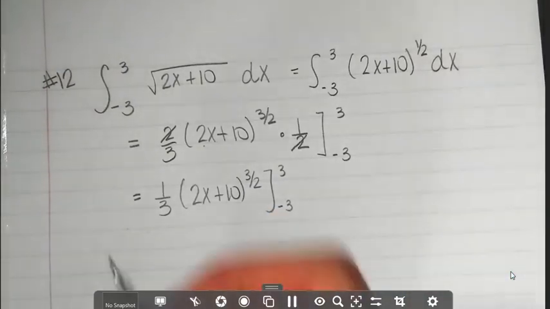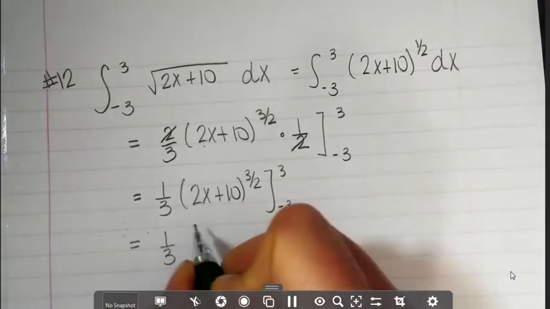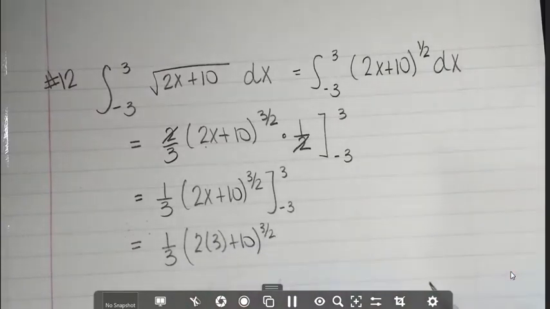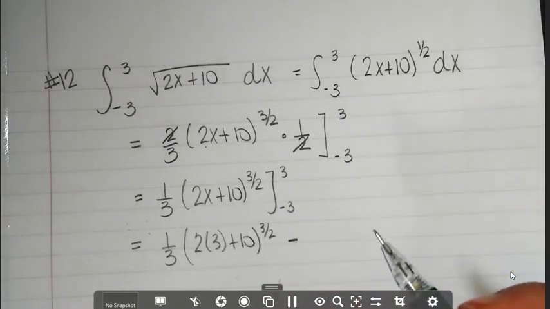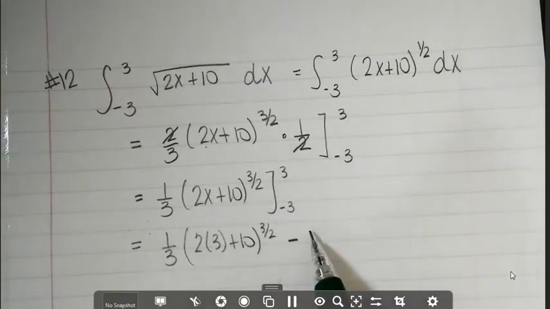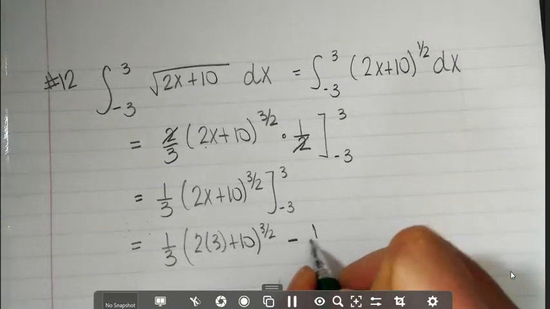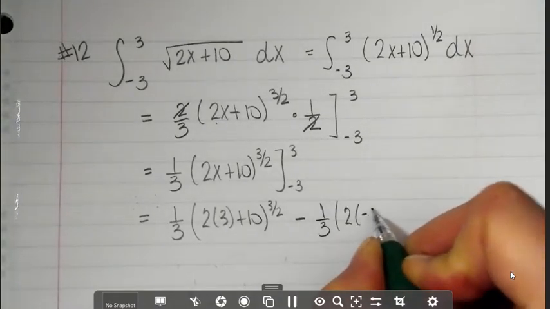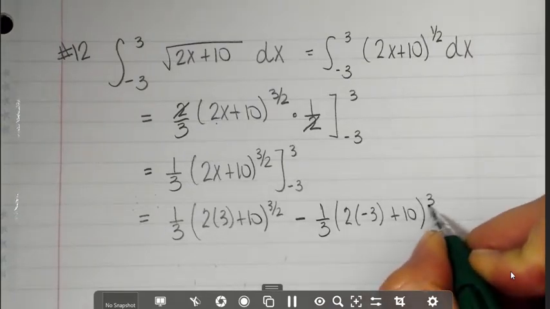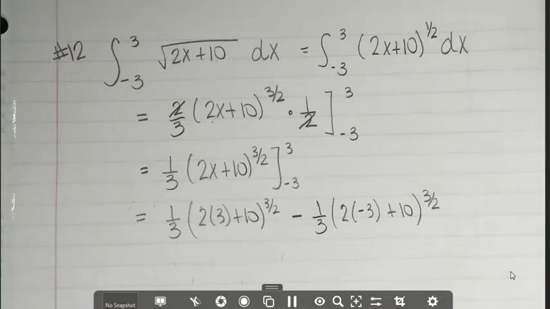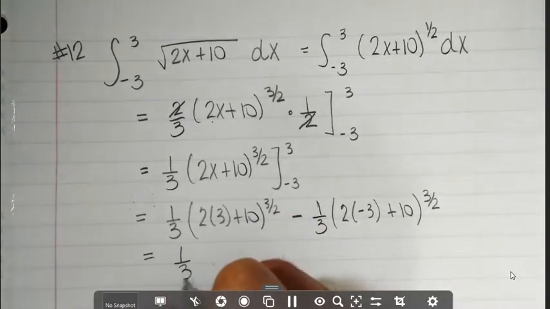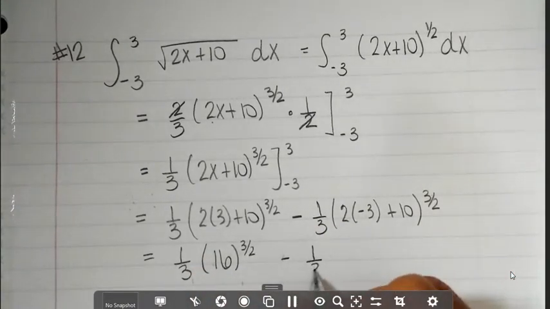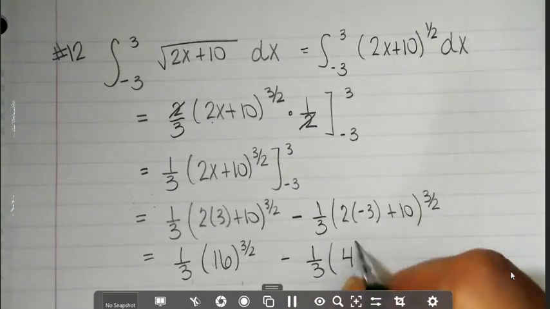So now it's just time to plug those in. So I'll have 1/3 of 2 times 3 plus 10 to the 3/2. And then from that, we'll subtract. And again, I can leave that 1/3 outside or I can include it. I left it outside last time. Maybe this time I'll go ahead and include it, realizing that it's the exact same thing. So it's 2 times negative 3 plus 10 to the 3/2. This is 1/3 of, let's see, 16 to the 3/2. This is 1/3 of 4 to the 3/2.